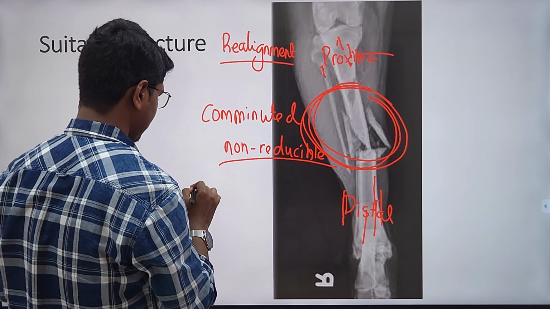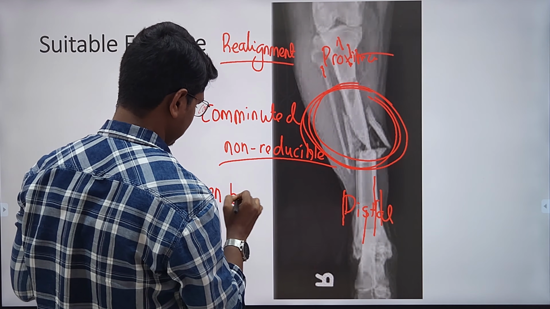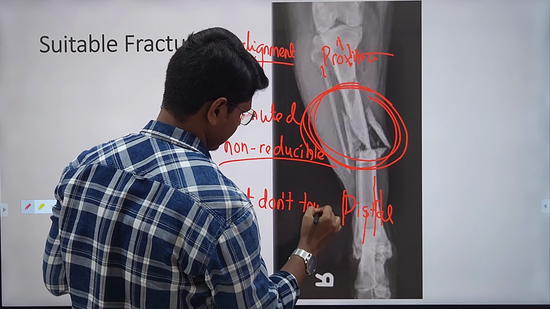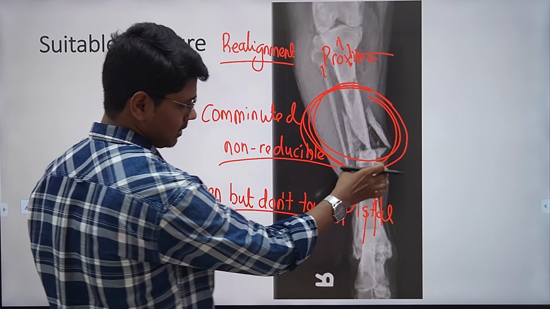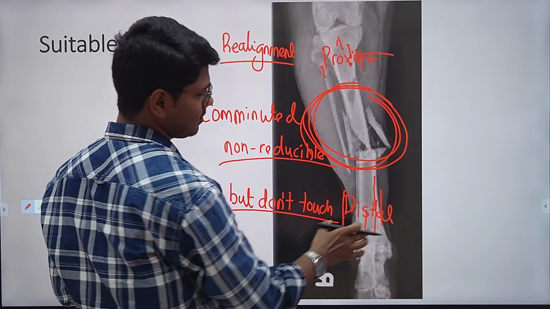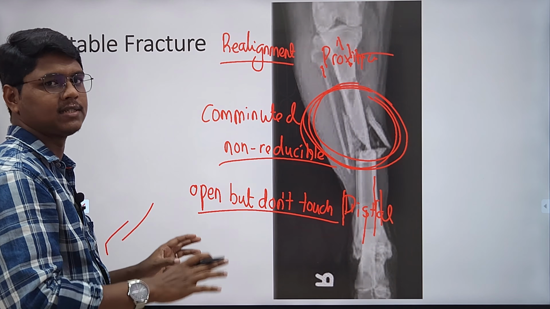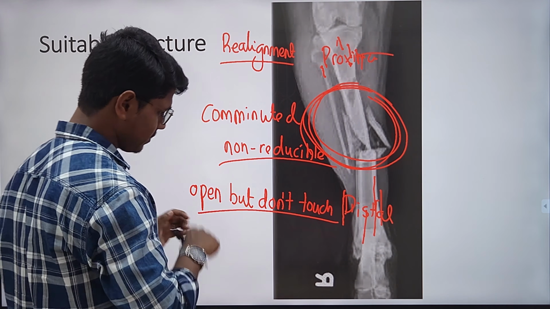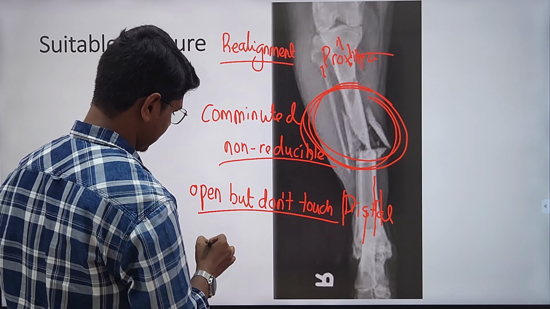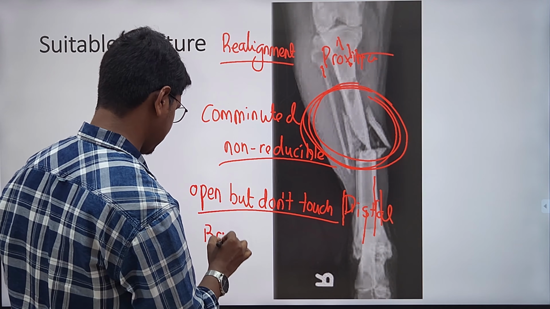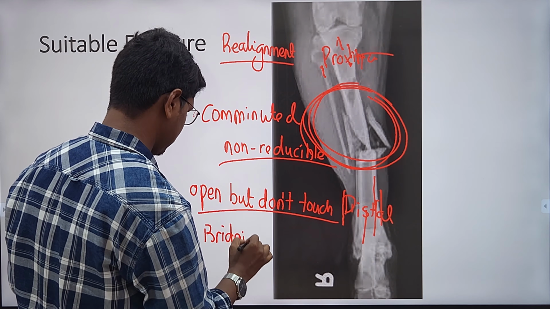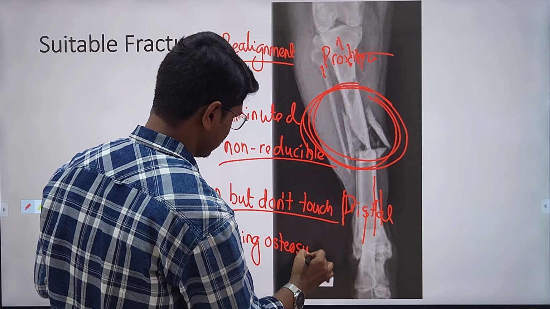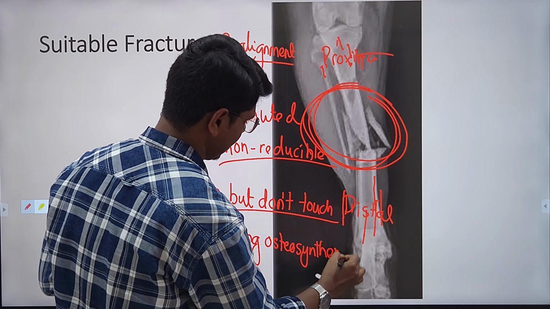The technique is open but do not touch. Open but do not touch. So this particular distraction is basically the indirect open reduction technique. There is also another technique, which we will understand when we go to plating. It is known as bridging osteosynthesis. This concept is applied to these comminuted non-reducible fractures.